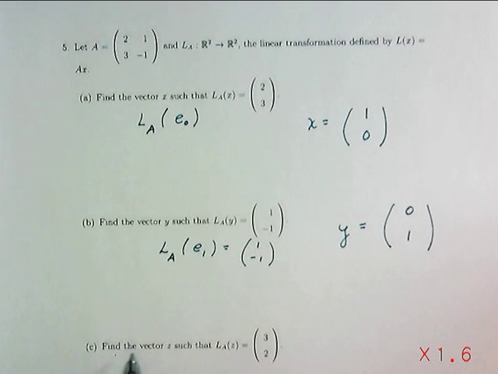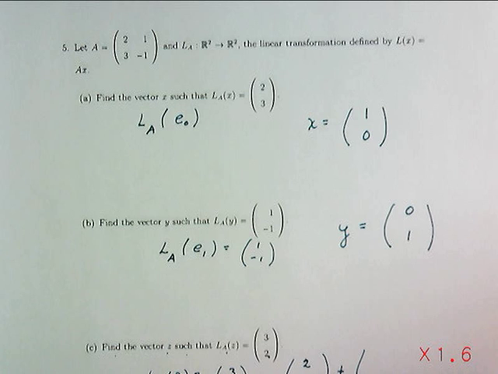Now I need to find the vector z such that L of A maps into the vector 3, 2. That might be a little bit harder. Oh, but I noticed something that was interesting. L of z is 3, 2, which just so happens to be the vector 2, 3 plus the vector 1, negative 1.